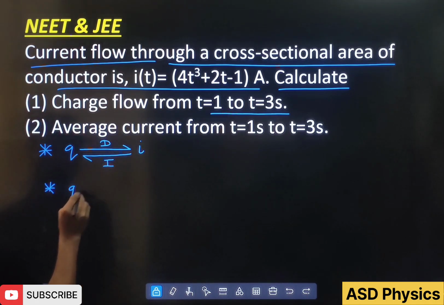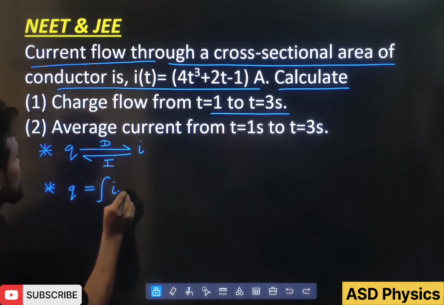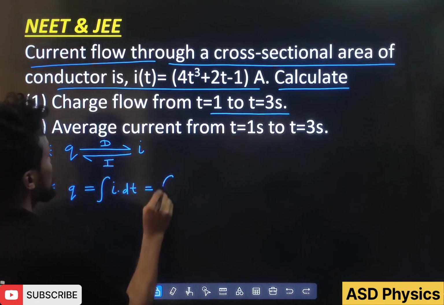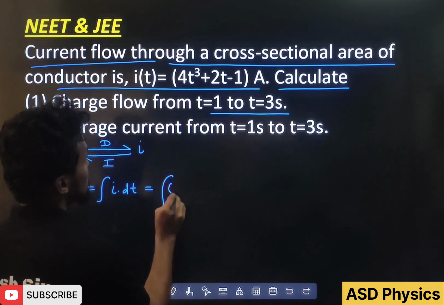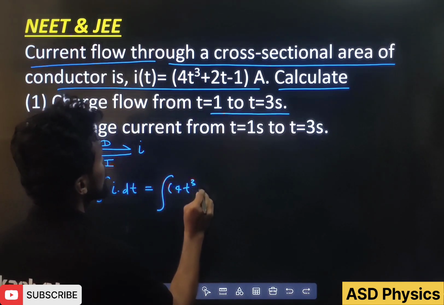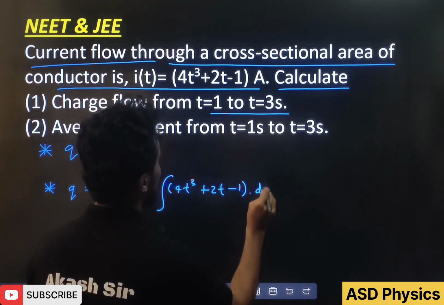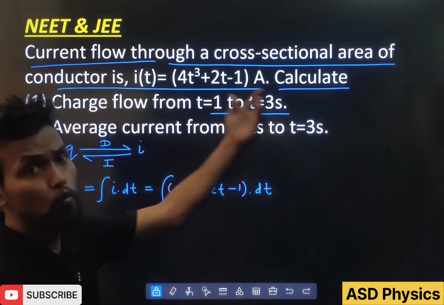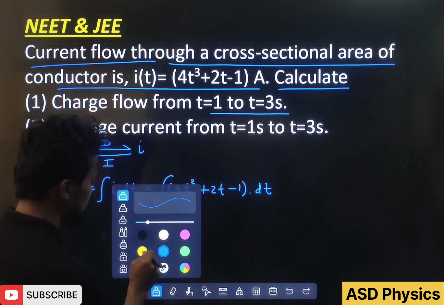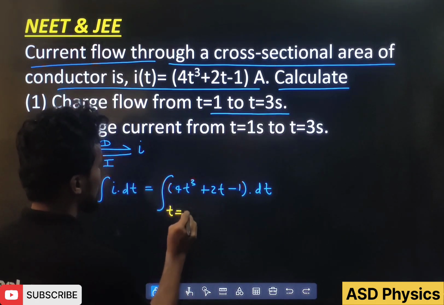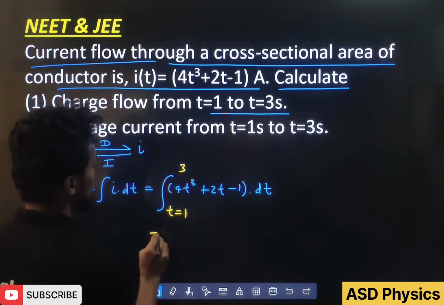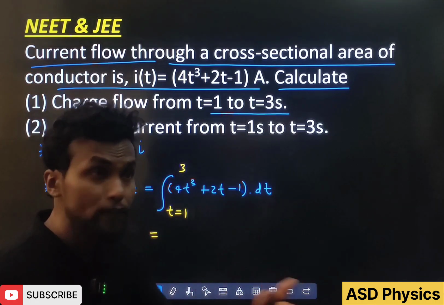Okay. So as I have told you, this q is given by the integration of I dt. Put here the value of I. What is coming here, students? See, 4t cube plus 2t minus 1 here. Okay, and here dt. Where to where? 1 to 3 seconds. That means this is a definite integration, so t equal to 1 to 3 seconds. Okay, so we have to do the integration.